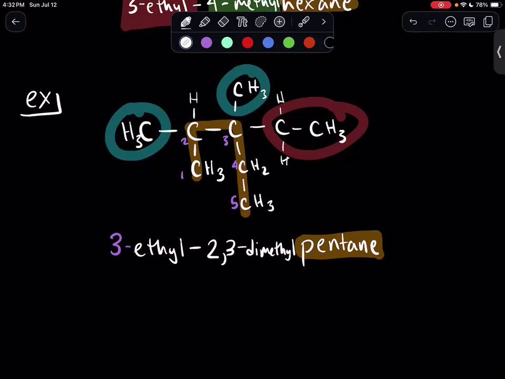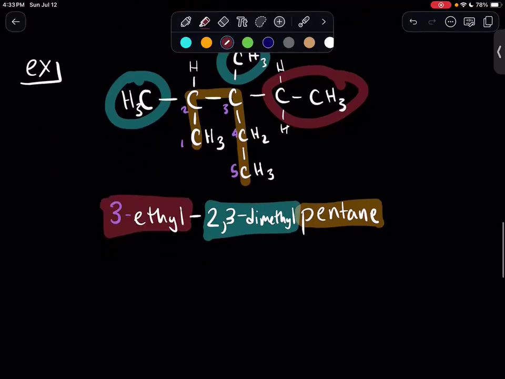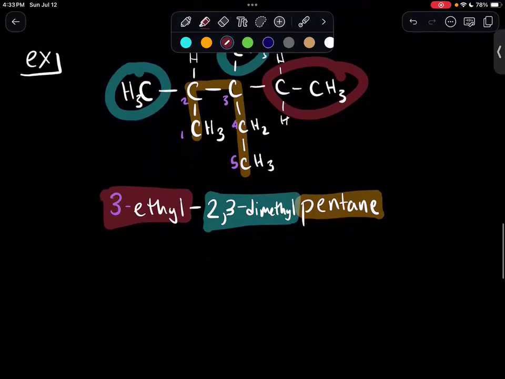And the goal with this priority and numerical system that we have is to try and give everything the lowest possible numerical value they can, while ensuring that we give numerical priority to those that have higher naming priority. So in this case, ethyl, we want to get as low as possible. In both cases, it's a 3, and therefore we can go 3-ethyl, 2,3-dimethylpentane.